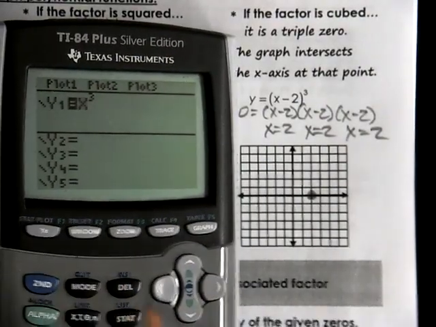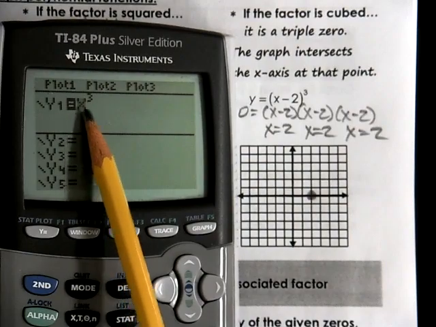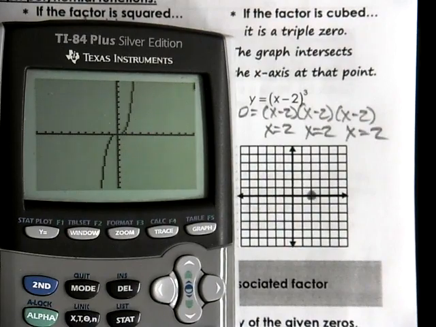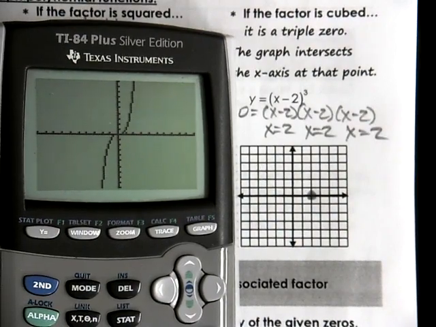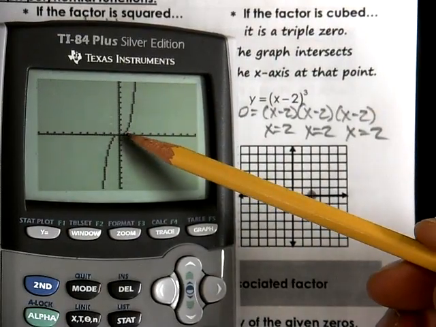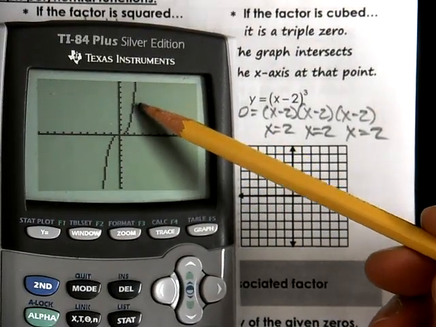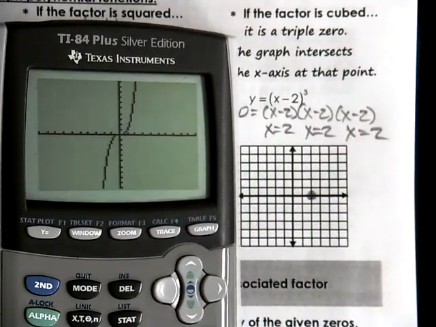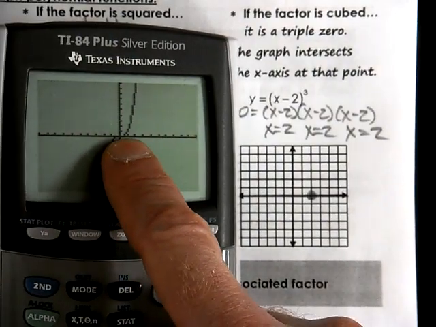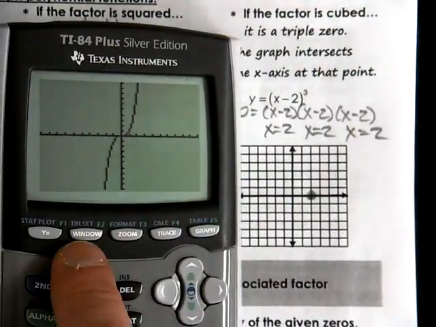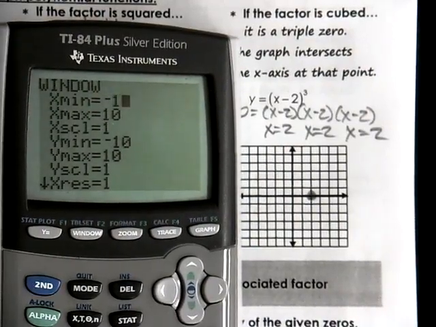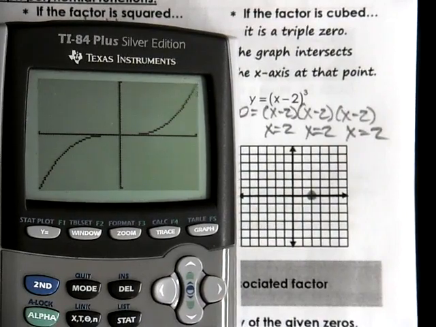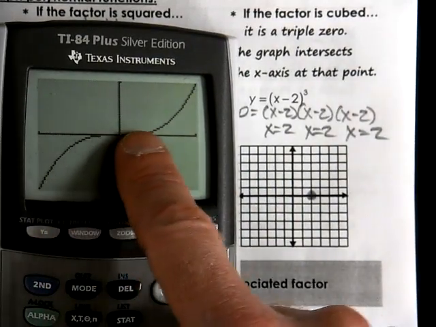If I come over here and I graph out x cubed, you can see that I have x cubed. It's a positive leading coefficient, which means it increases. It's odd, that means it goes in the opposite direction. It curves up to that location and curves away. If I change my window so you can get in a little bit closer, it curves up to it and it curves away.